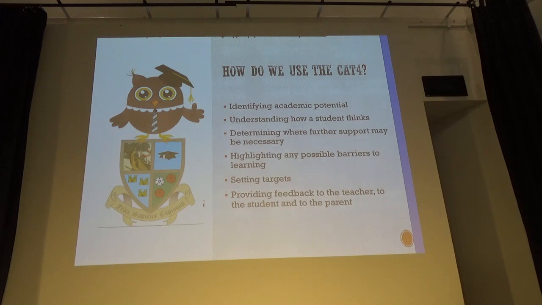How do we use the CAT4? So we use it to identify academic potential. It gives us some information if a child has exceptionally high, low ability, even ability, biased ability in different areas. Then it gives us extra information about how to support and challenge the children. It helps us to understand how they're thinking and gives us more information about the way in which they learn, which is super useful for us. It helps us to know where extra support is necessary and what kind of support is going to be helpful as well.